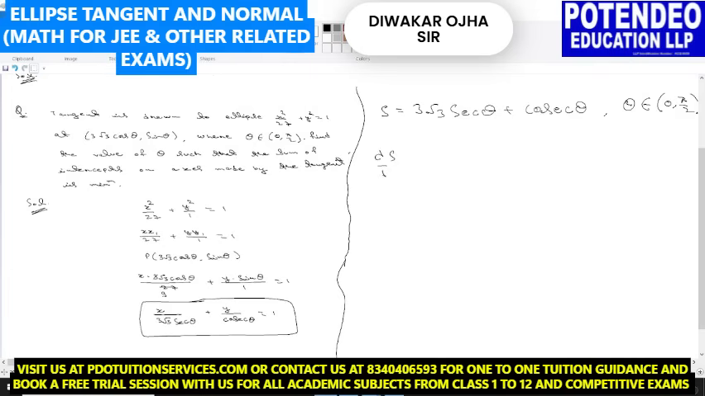ds by d theta will be 3 root 3 times the derivative of sec theta. Do you know the derivative of sec theta? It is sec theta tan theta. Correct. And what is the derivative of cosec theta? Cosec theta cot theta, and that with a negative, since whatever function starts with c is generally negative. So minus cosec theta cot theta.